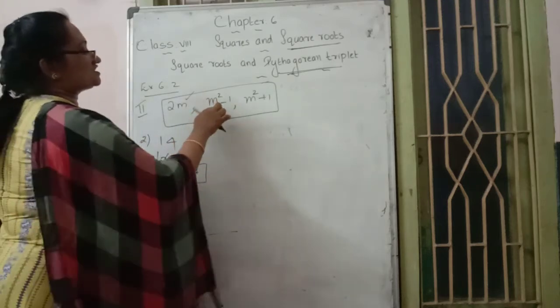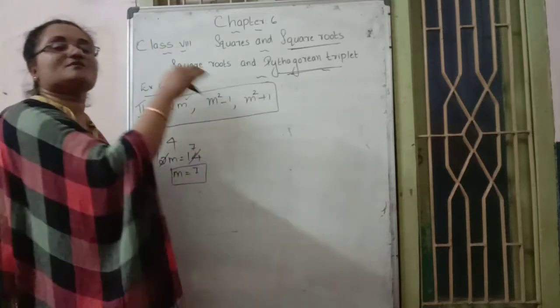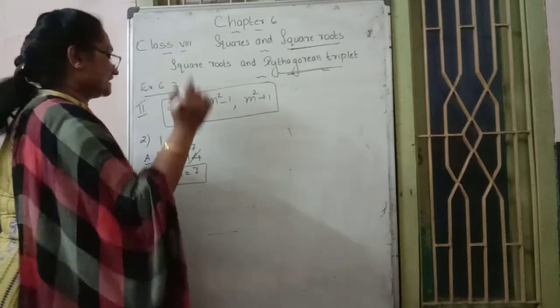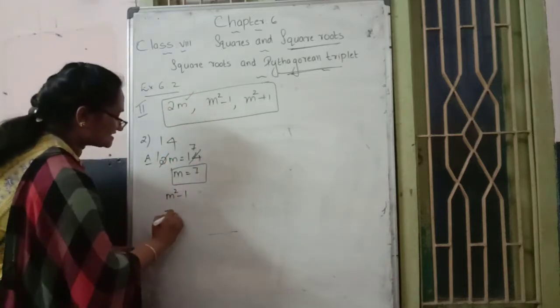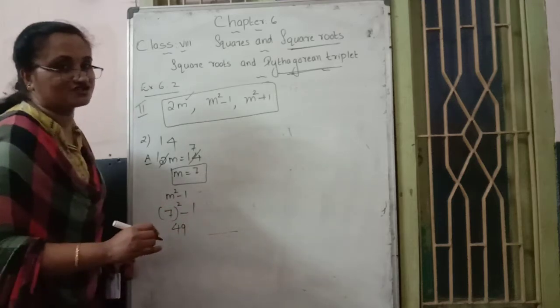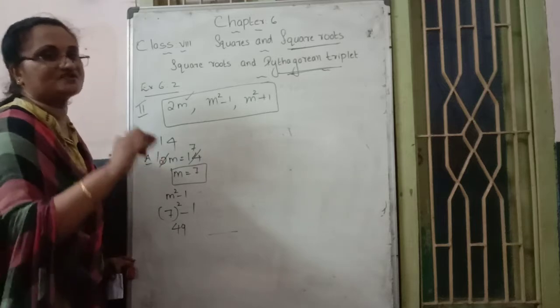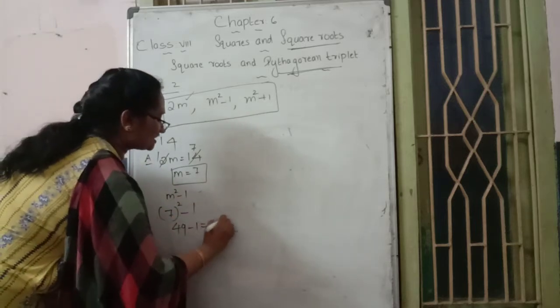This m value is substituted in the second formula and in the third formula, and we will get the second and third numbers. M square minus 1 is the formula. M is 7, so 7 square minus 1. 7 square becomes how much? 7 into 7, 7 multiplied 2 times. So 7 sevens are how much? 49 minus 1 becomes 48.